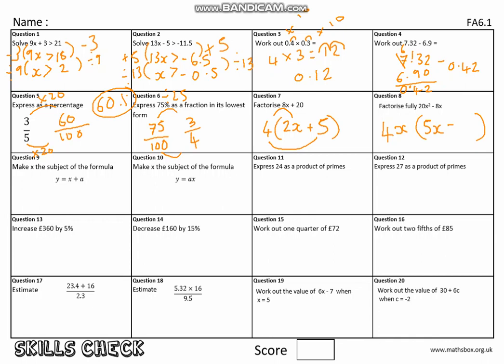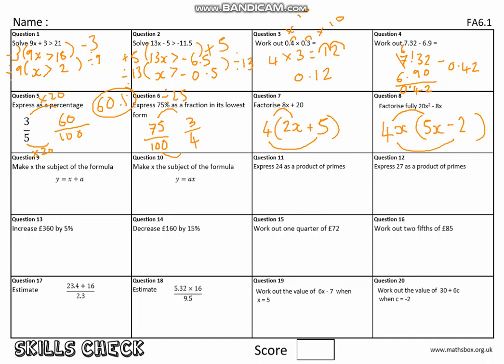So now, how do I get from 4x to minus 8x? Well, I would have to times 4 by minus 2, just by minus 2, because I've already got the x, okay? So that's what would be inside, and once again we can check it, because 4x times 5x, as we said, is 20x squared, and 4x times minus 2 would be minus 8x. Perfect.